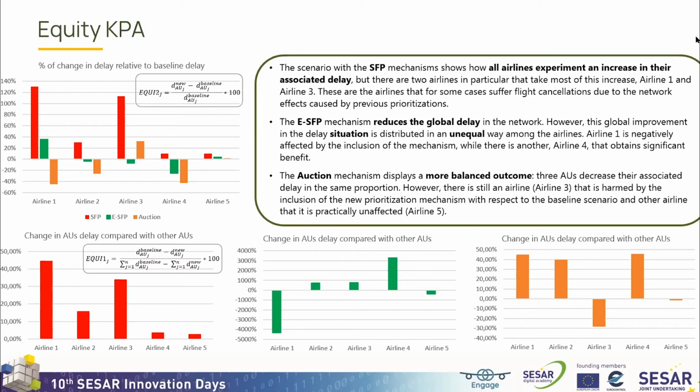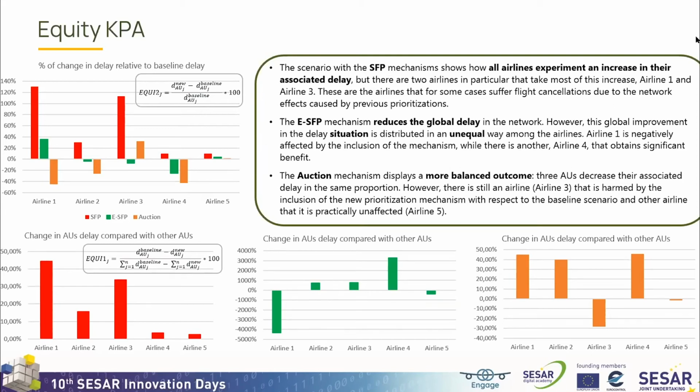Talking about the extended selective flight protection mechanisms, it's obvious that it reduces the global delay in the network. However, this global improvement in the delay situation is not distributed in an equal way among all the airlines. In fact, Airline 1 is negatively affected by the inclusion of the mechanisms, while Airline 4 obtains a significant benefit. Finally, the auction mechanism displays a more balanced outcome.